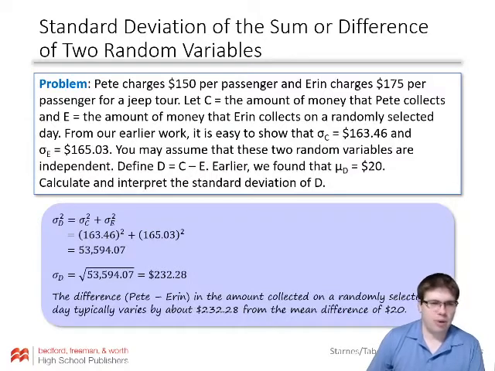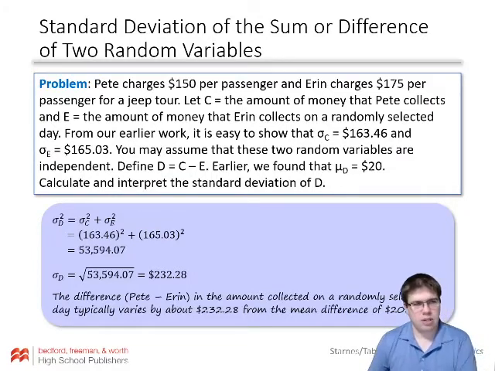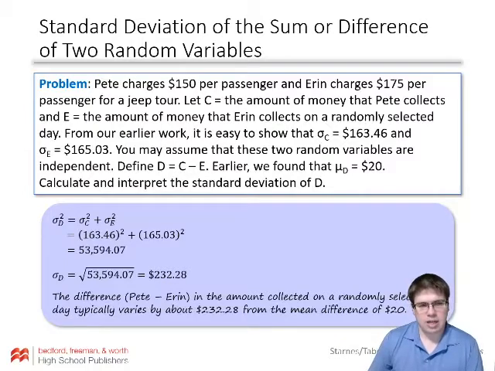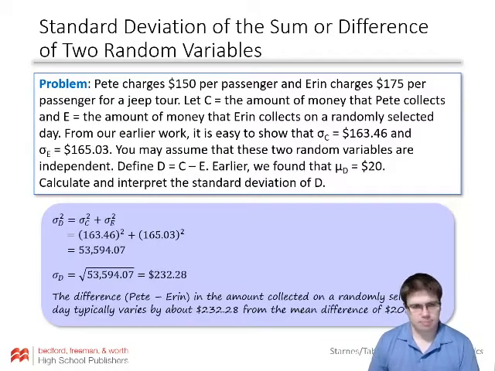But then if we square root, we get a standard deviation of their difference of $232.28. And that would be the difference in Pete minus Aaron in the amount collected on a randomly selected day, typically varies by about $232.28 from the mean difference of $20. So sometimes he makes on average $20 more, but there's quite a bit of variability to that difference.